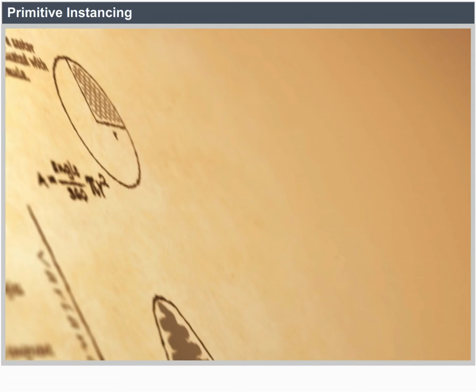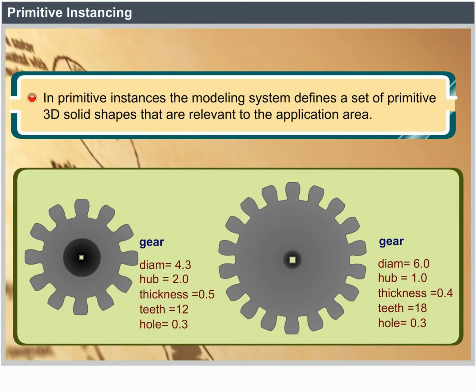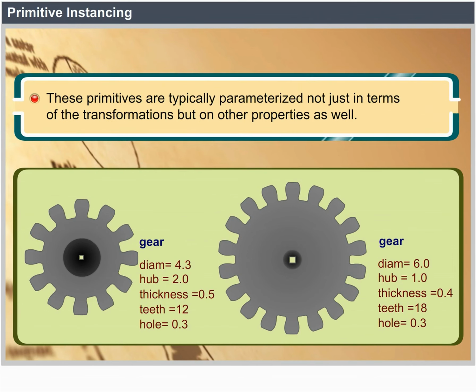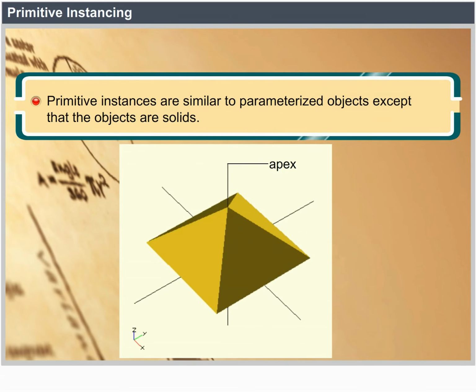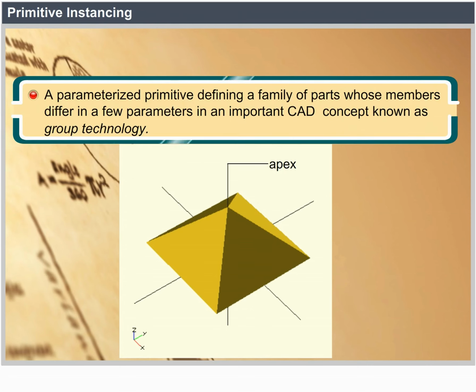Primitive instancing. In primitive instancing, the modeling system defines a set of primitive 3D solid shapes that are relevant to the application area. These primitives are typically parameterized not just in terms of the transformations, but on other properties as well. For example, one primitive object may be a regular pyramid with a user-defined number of faces meeting at the apex. Primitive instances are similar to parameterized objects, except that the objects are solids. A parameterized primitive may be thought of as defining a family of parts whose members vary in a few parameters, an important CAD concept known as group technology.